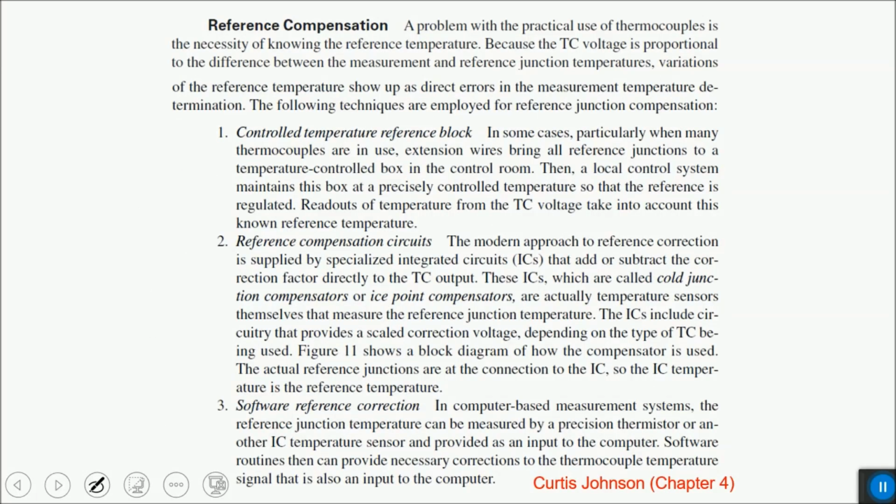In the case of thermocouples, we have to have a very accurate and fixed reference temperature for the second junction, and that reference can be achieved in multiple ways. The first one is a controlled temperature reference block. So your second junction is placed inside a controlled temperature block, and the temperature of that junction is controlled very precisely to keep your reference temperature fixed.